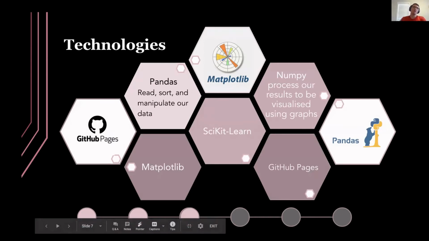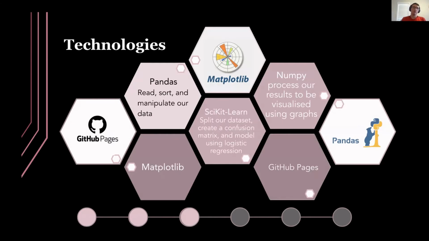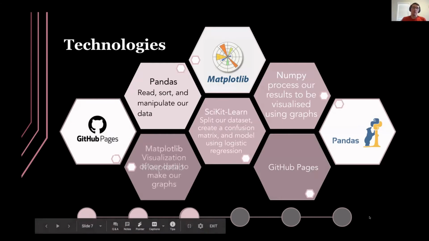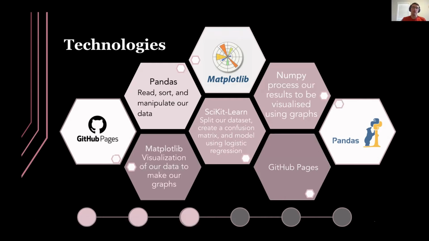The library we used the most was scikit-learn. This is what we used to actually do the logistic regression as well as the confusion matrix. Then we also used matplotlib. So we used this to make graphs after we had all our data to visualize our results. And then finally, we used GitHub Pages in order to deploy our project so we could share it easily.